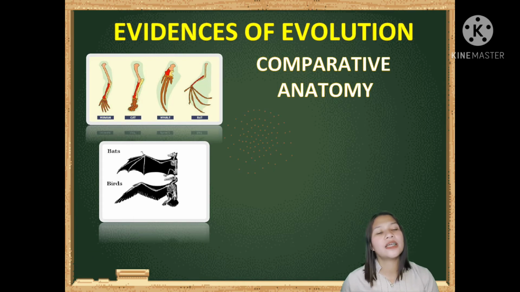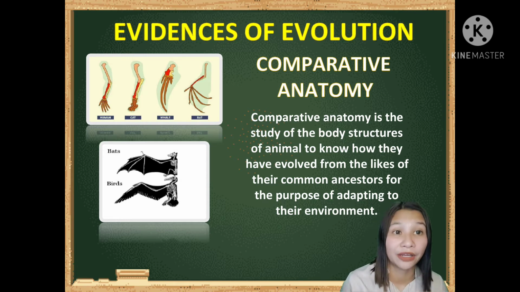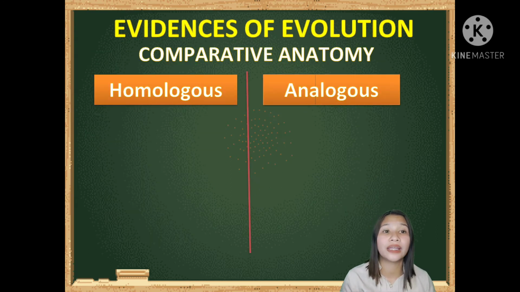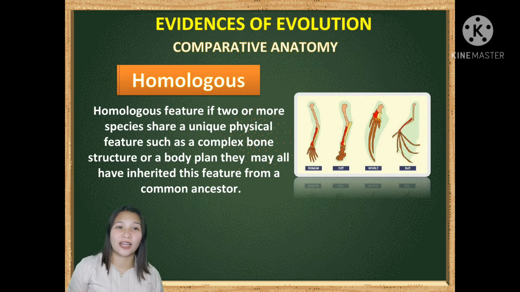The second evidence is the comparative anatomy. Comparative anatomy is the study of the body structures of animals to know how they have evolved from the likes of their common ancestors for the purpose of adapting to their environment. And comparative anatomy poses two main ideas or concepts. Those are homologous structure and the analogous structure. Let us first talk about the homologous structures.